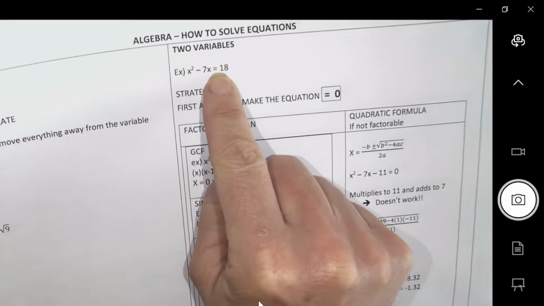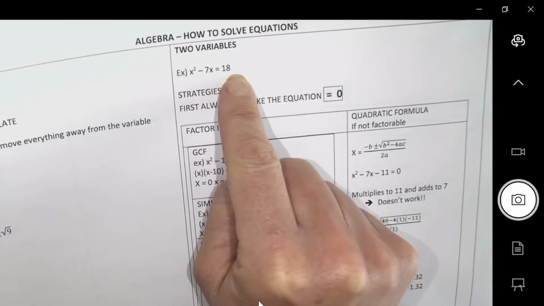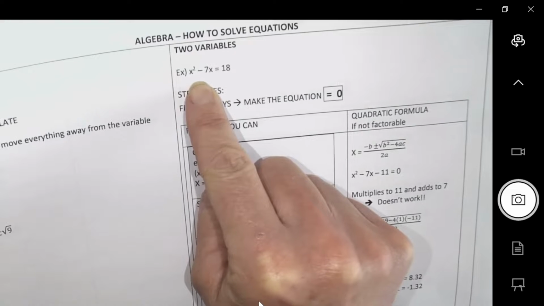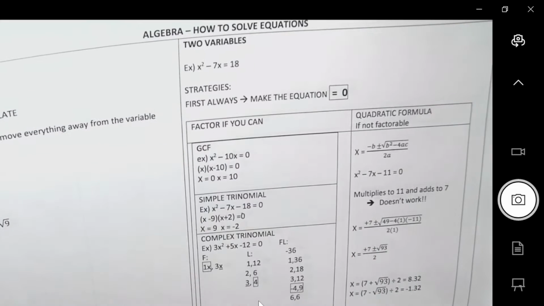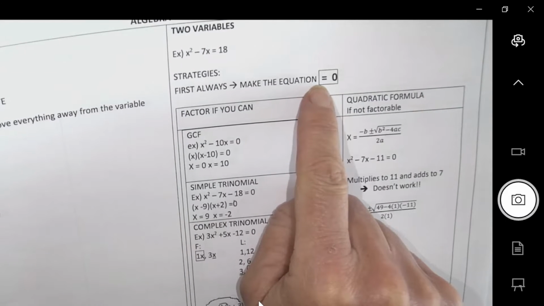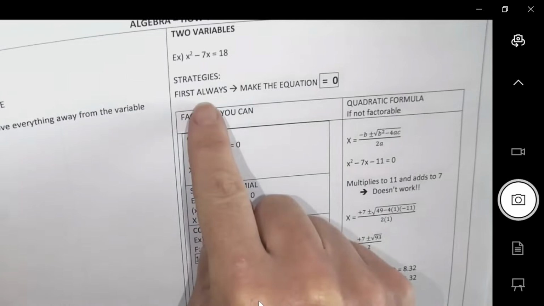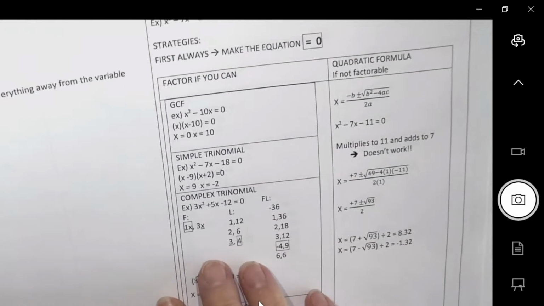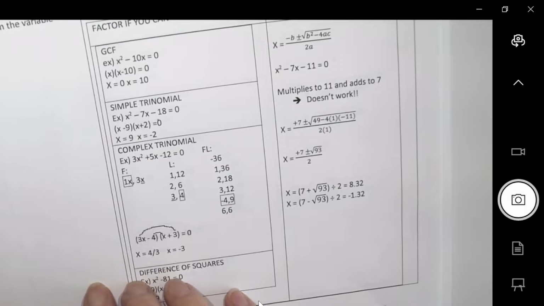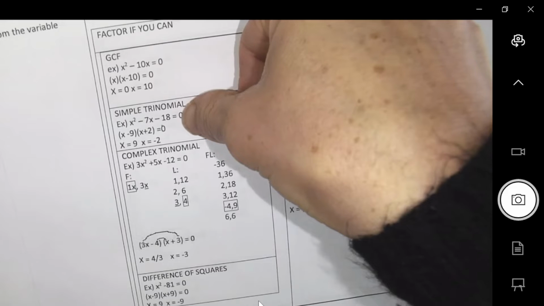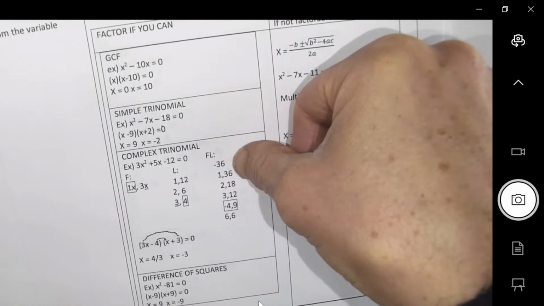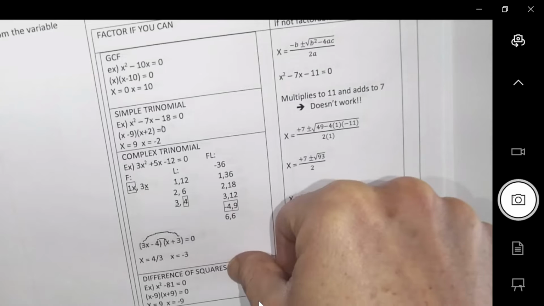Okay, then we noticed if we ever had two variables, so an x squared and an x, that's two variables. Whatever we do, we need to make our equation equal 0. That's our very, very first instinct. Once you have it equal to 0, you would go through your list. Can I factor it? We've now learned that there are 4 factoring styles: GCF, simple trinomial, the complex trinomial we learned on Friday, and the difference of squares.